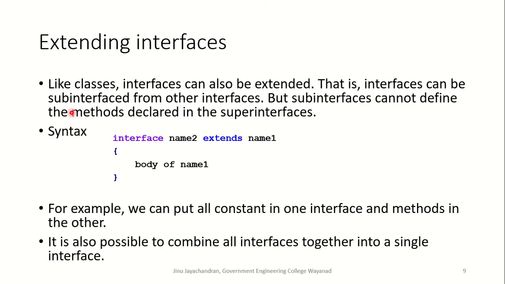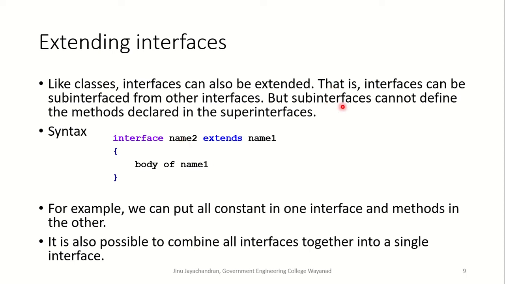Now, just like classes, you can extend the interface. In a class, when you want to inherit one class from another, you say class name extends the superclass name. Similarly, you can extend an interface from another interface. For example, name1 is an interface. You can extend name1 to name2 using interface name2 extends name1. So name1 is the super interface and name2 is the sub interface.